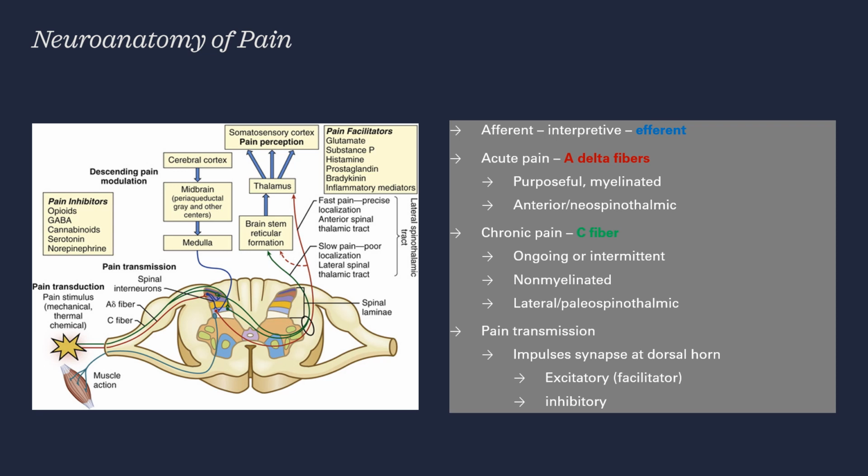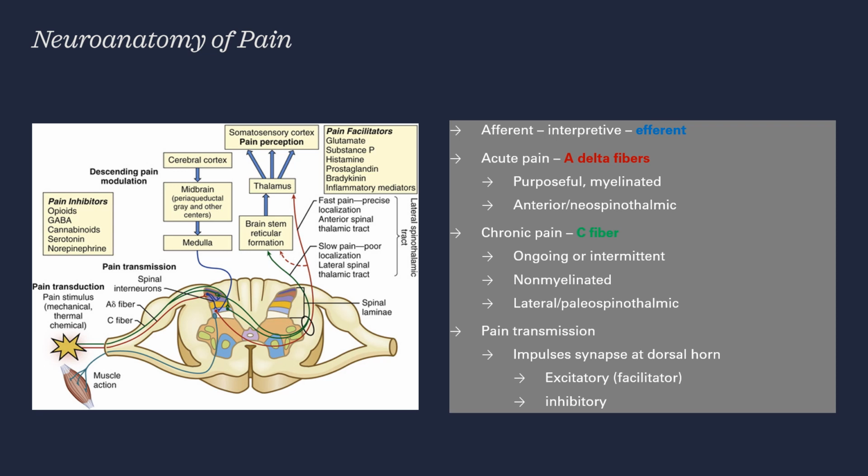Since the C fiber moves through extra interpretive areas, this can lead to some problems with chronic pain perception and sensation. Notice that there is not a direct neuromuscular or spinal reflex response in the C fiber pathway. So often, chronic pain is not as purposeful as acute pain is.